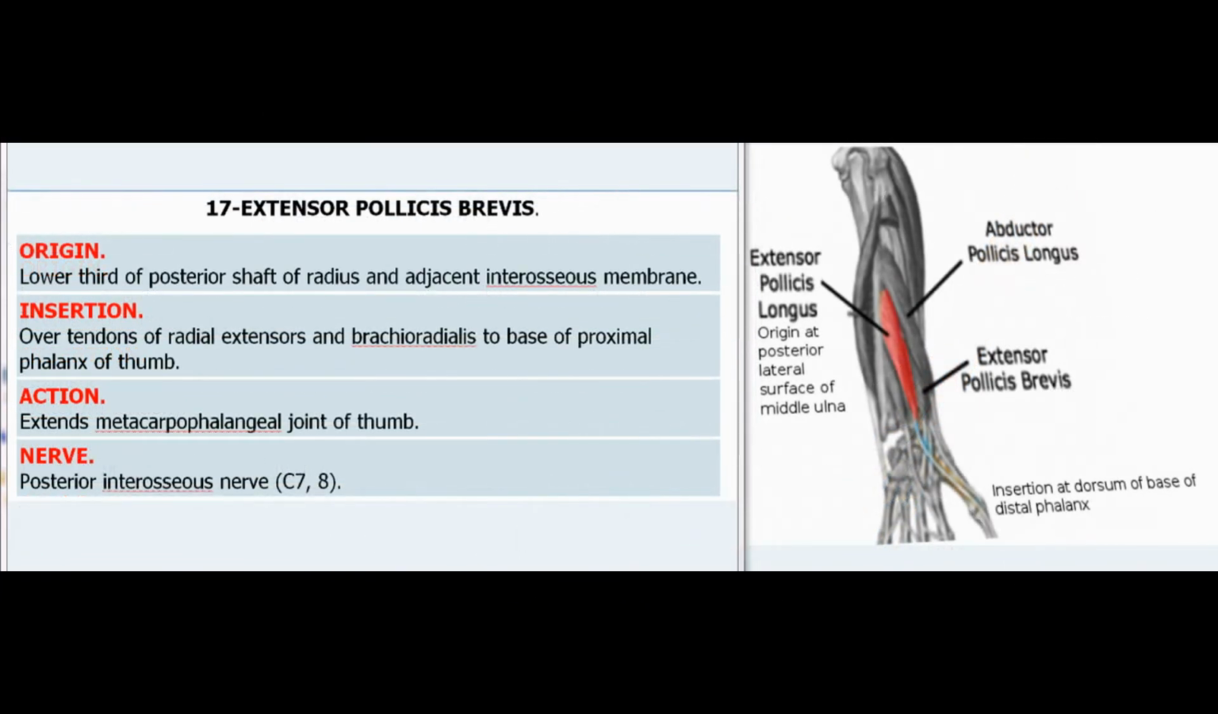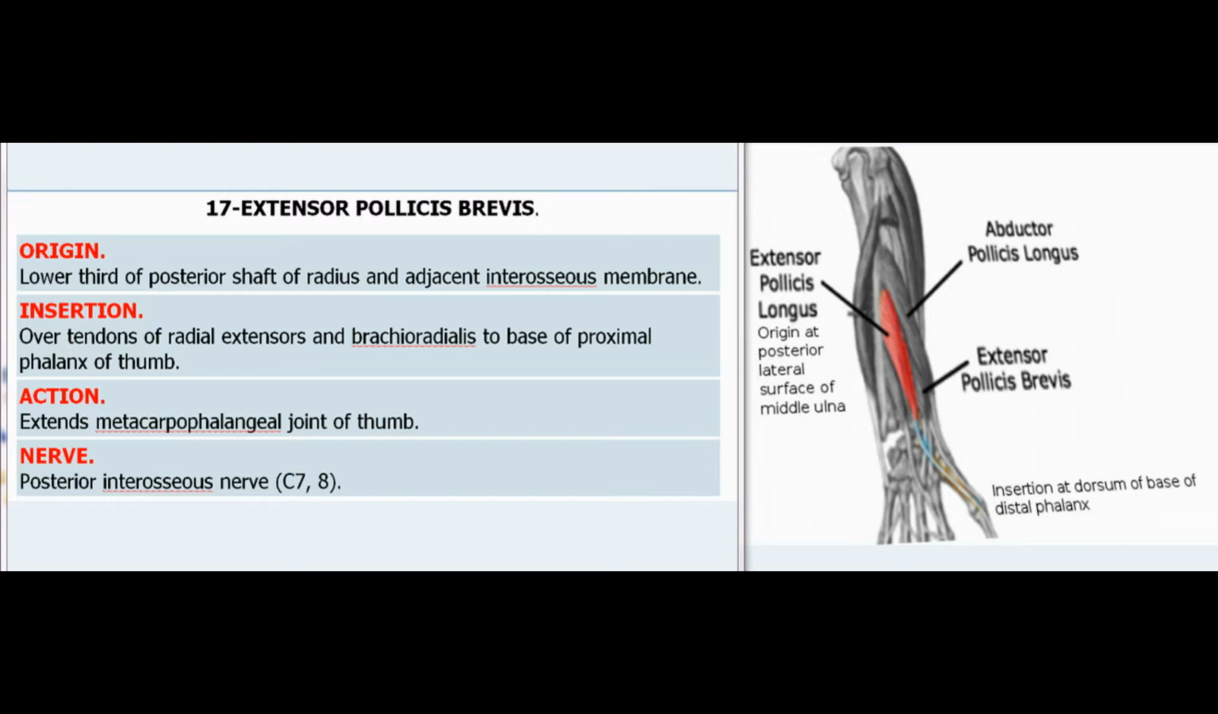17. Extensor pollicis brevis. Origin: lower third of posterior shaft of radius and adjacent interosseous membrane. Insertion: over tendons of radial extensors and brachioradialis to base of proximal phalanx of thumb. Action: extends metacarpophalangeal joint of thumb. Nerve: posterior interosseous nerve, C7, 8.